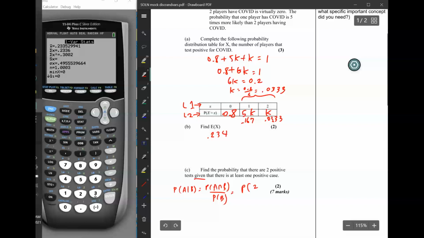And in this particular case, we're looking for the probability that there are 2 tests positive, given that there is at least one positive case. So the probability that there's 2 tests positive and there's one positive case is the same thing as the probability that 2 tests are positive, because 2 tests are positive is included in at least one positive case. So basically, the top would be the probability that there are 2 positive tests, and the bottom would be the probability that there is at least one positive case.